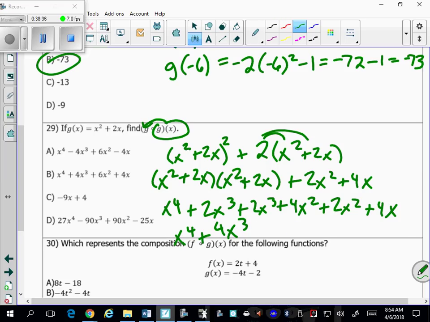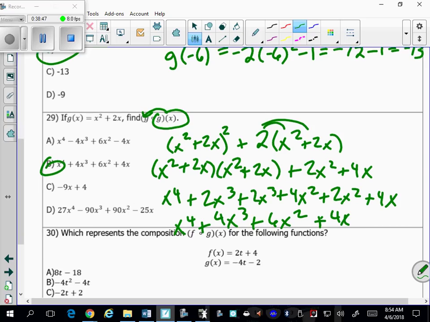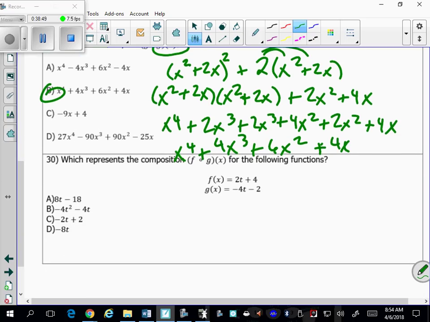Compositions again. Which represents the composition f of g of x, f circle g, as you sometimes hear it? Always start on the right, so g of x gets substituted in f. So we're going to substitute what g of x equals in for this t right here. So we have 2 times negative 4t minus 2, substituted in for t, plus 4.